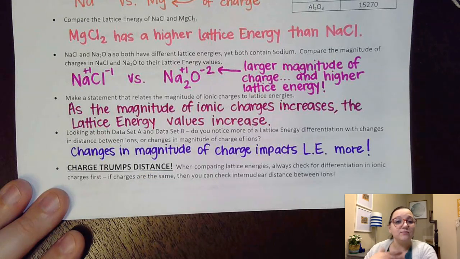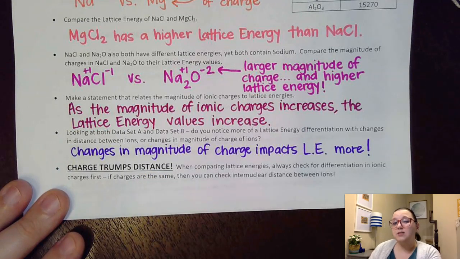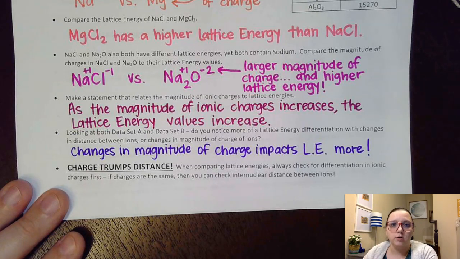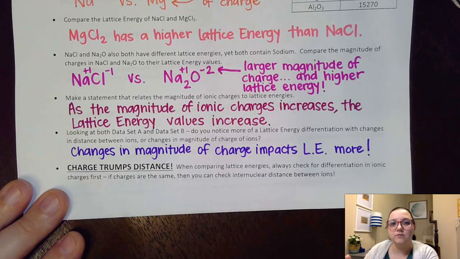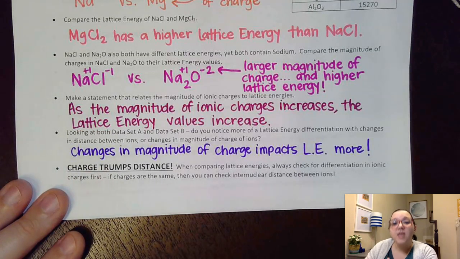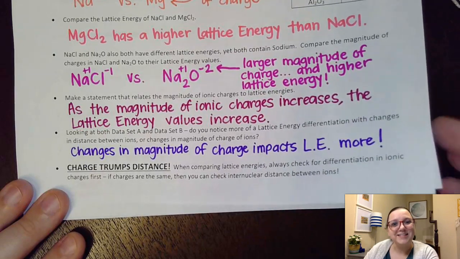So if I'm trying to compare some compounds and make a prediction on which might have the larger or smaller lattice energy, I'm always going to look at charge first. If I can't find a difference with charge, then I can look and see if there's some difference with internuclear distance. But I always want to check my charges first. So with that said, let's go ahead and flip to the second page.